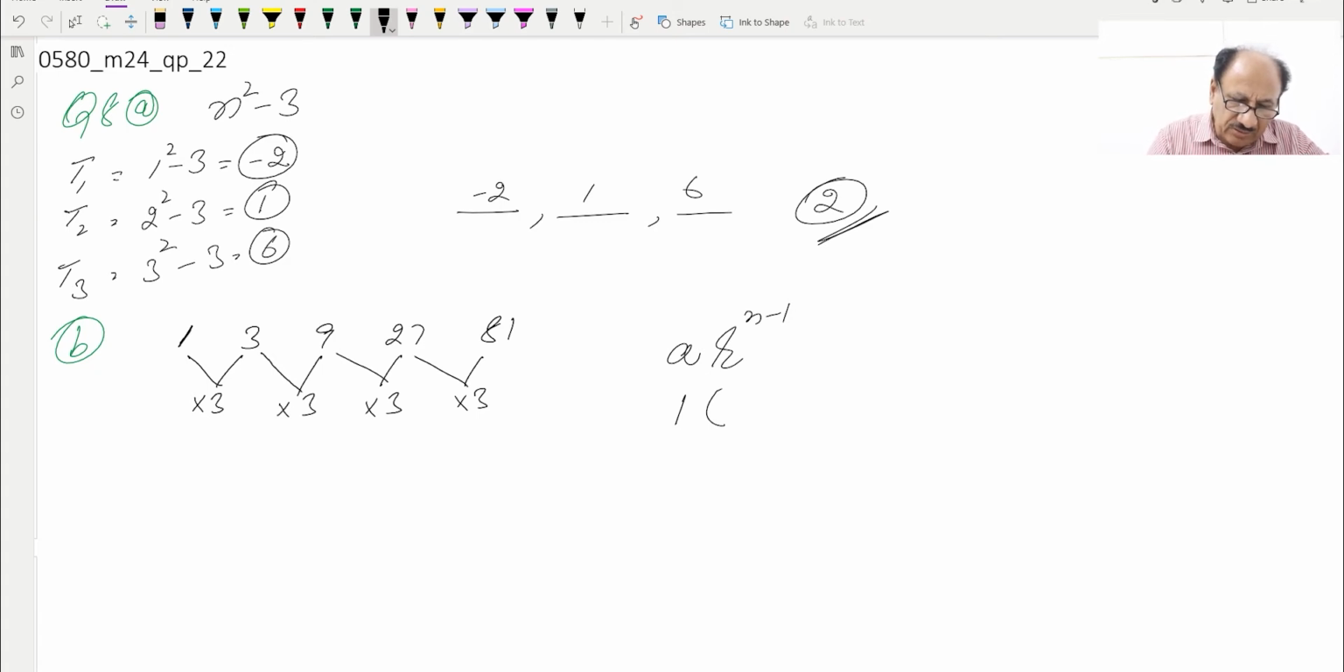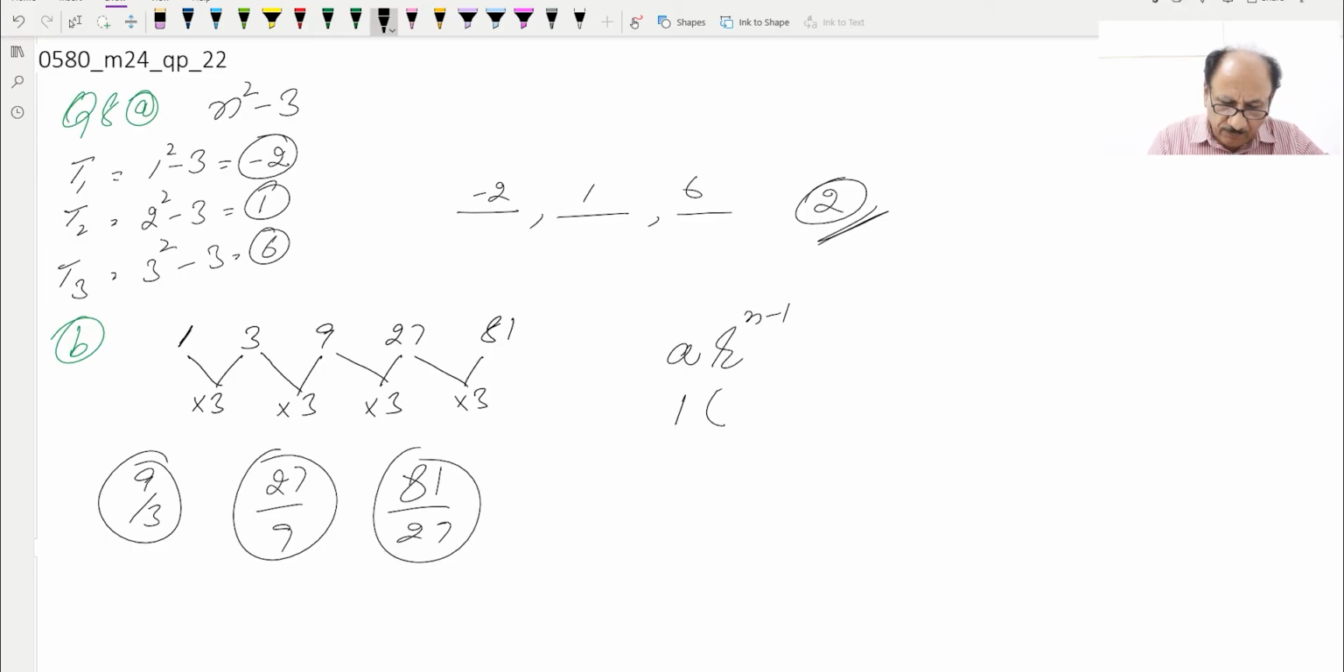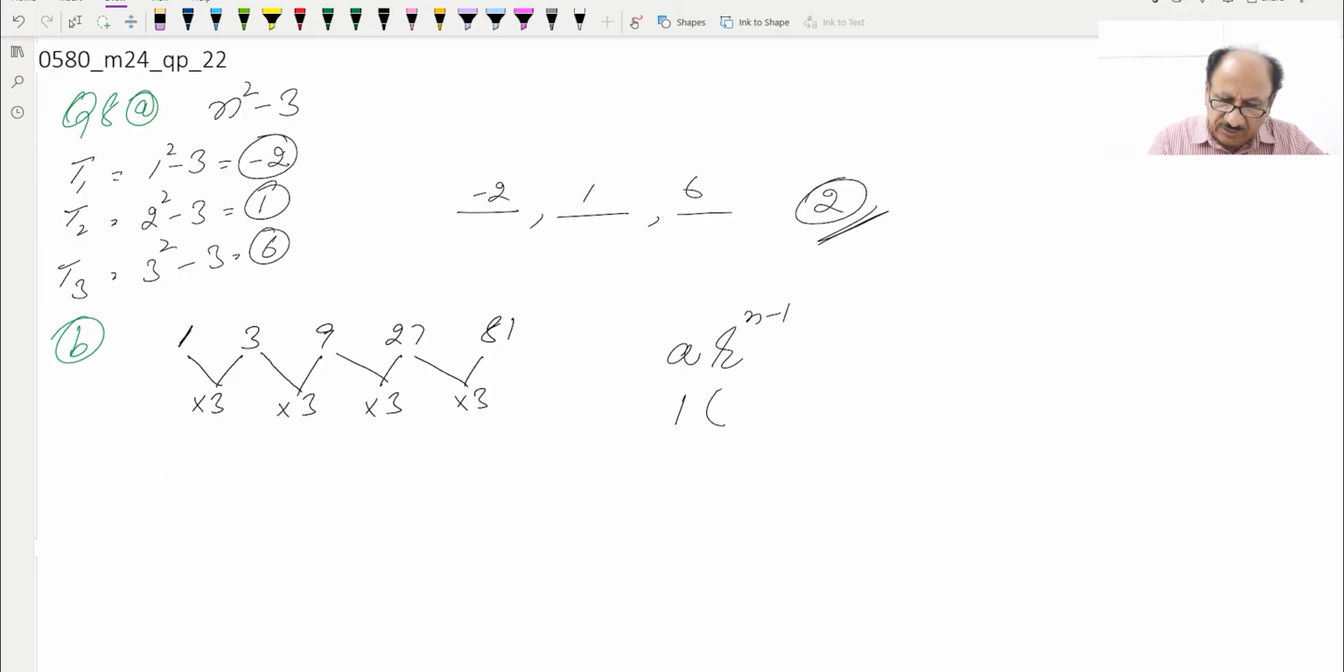Common ratio is the next term divided by the previous term, for example 9 by 3, or we can write 27 by 9, or 81 over 27. Any of these will result in 3. So we can write the r value as 3. So 3 raised to n minus 1. This will be the nth term formula which we found, and keep in mind this is a simple straightforward 2-mark question which we have done.